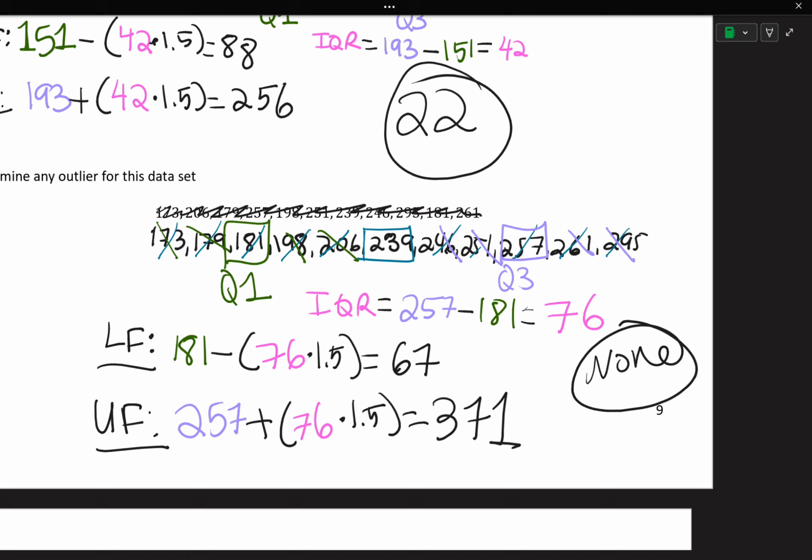Now I know now that there's no outlier, but when we were doing these problems for the first time, I kind of like to predict and see if I can guess it right. I didn't, but that's why we have our formulas.